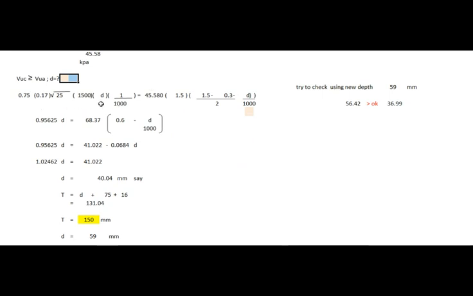Since it is not OK, we use the formula where shear capacity VUC is equal to or greater than VUA actual to calculate the depth d as shown. By substitution, 0.75 times 0.17 times square root of 25 times 1500 divided by 1000 to kilonewton meter, equals 45.58 times (1.5 minus 0.3 over 2) minus d over 1000. So depth d is 40.04, then thickness T is 131.04. Round up the thickness to the nearest 25 mm, which is 150, then recalculate the depth, equal to 59 mm.